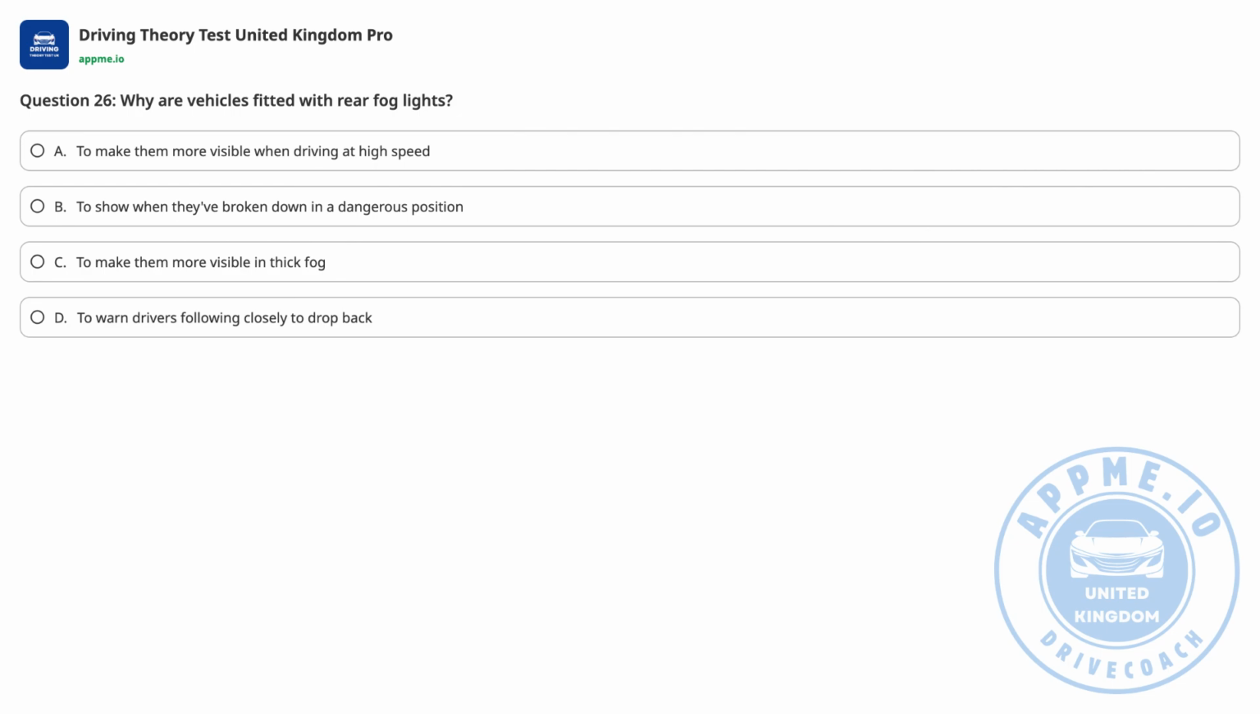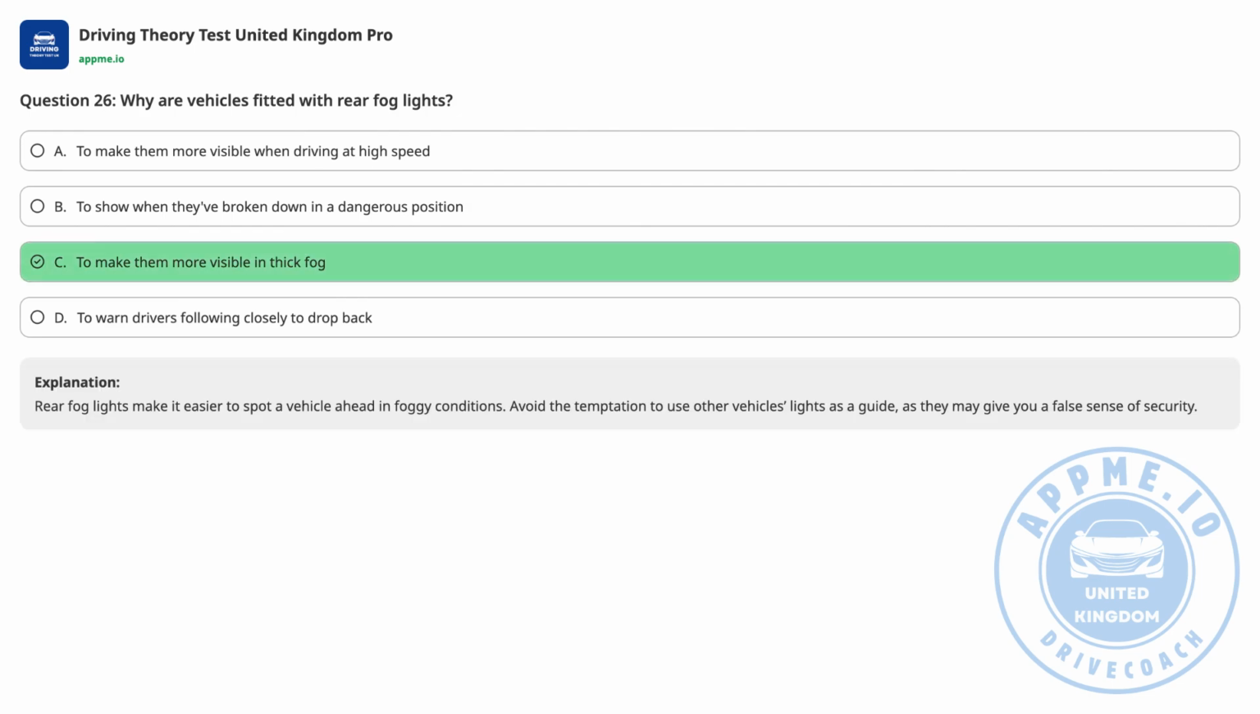Question 26. Why are vehicles fitted with rear fog lights? A. To make them more visible when driving at high speed. B. To show when they've broken down in a dangerous position. C. To make them more visible in thick fog. D. To warn drivers following closely to drop back. The correct answer is C.